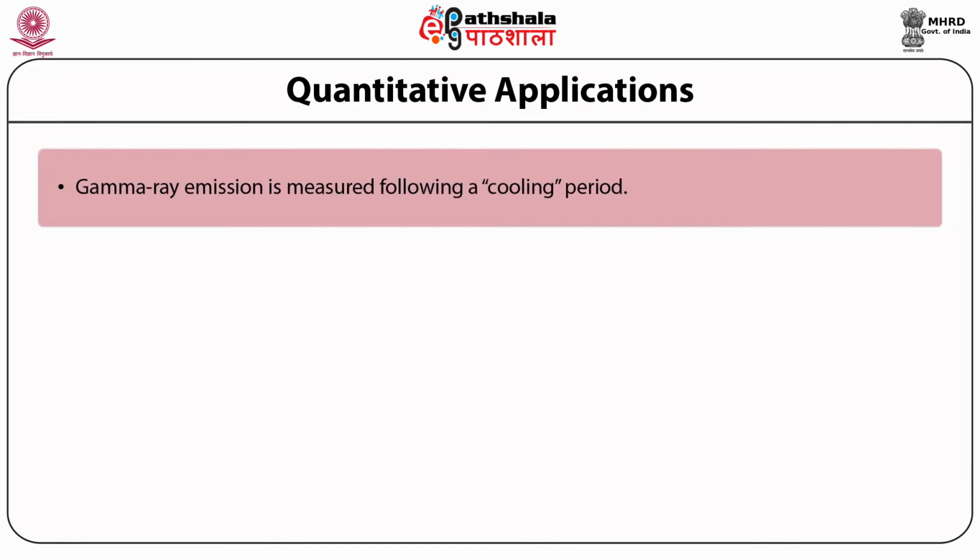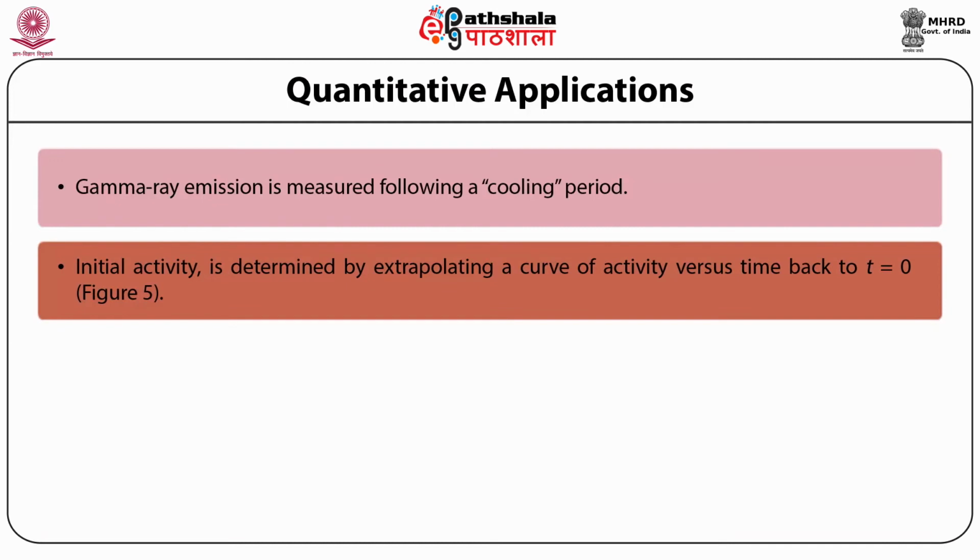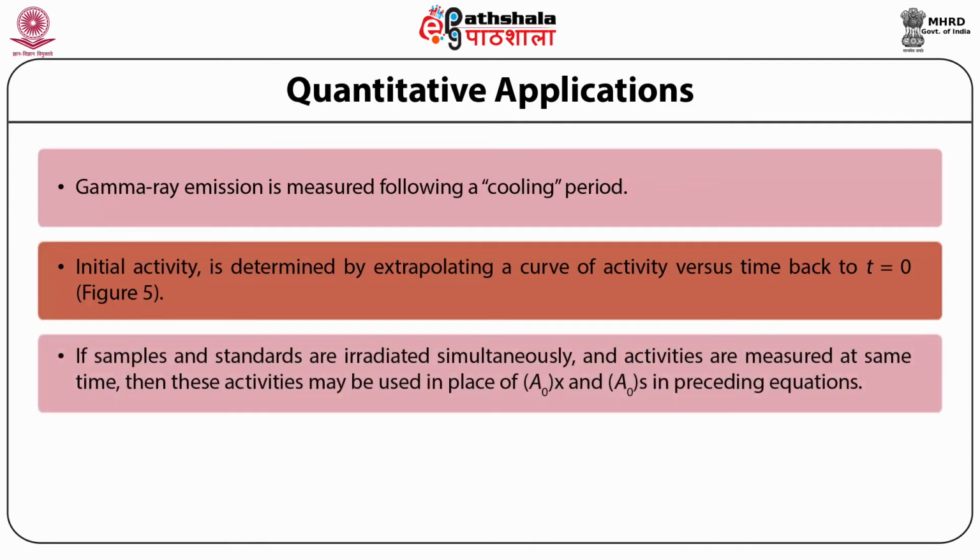Gamma ray emission is measured following a cooling period in which short-lived interferents are allowed to decay away. The initial activity, therefore, is determined by extrapolating a curve of activity versus time back to t equal to 0, as shown in figure 5. Alternatively, if the samples and standards are irradiated simultaneously and the activities are measured at the same time, then these activities may be used in place of A0 and A0S in the preceding equations.